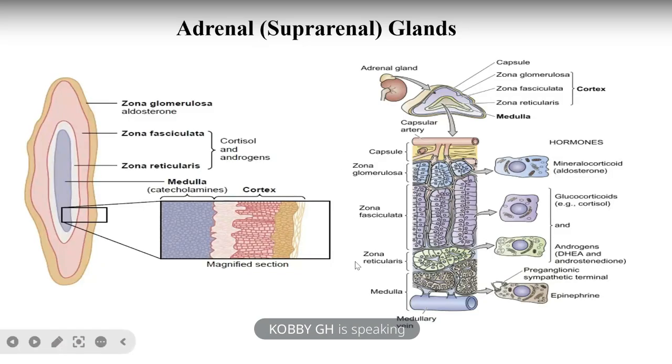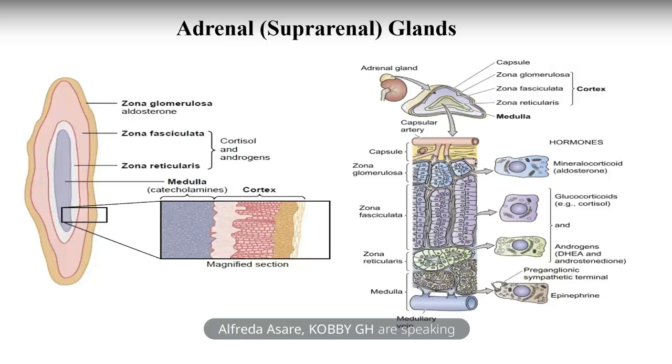If we ask you, in general, what hormones does the adrenal cortex produce? What will be your answer? How will you answer that question? Aldosterone, cortisol, and the sex hormones. Excellent.